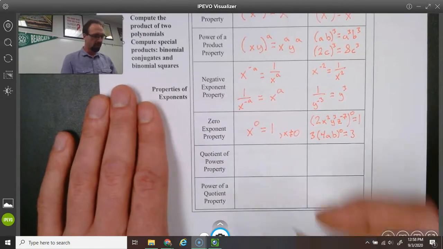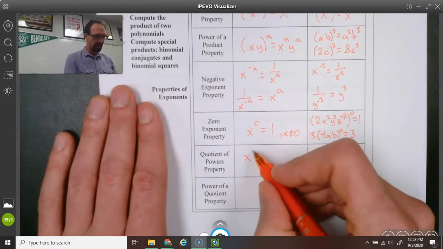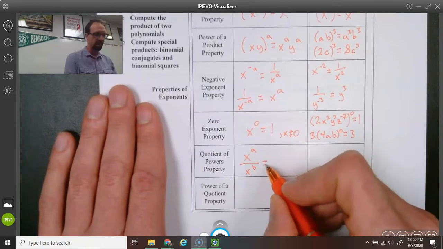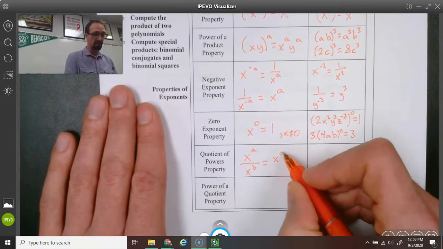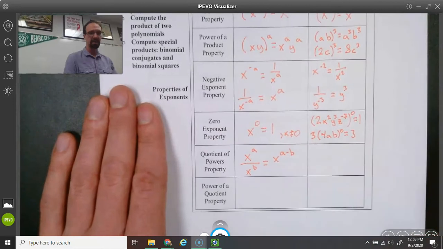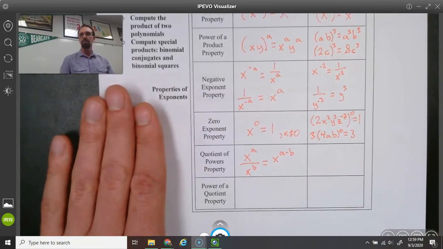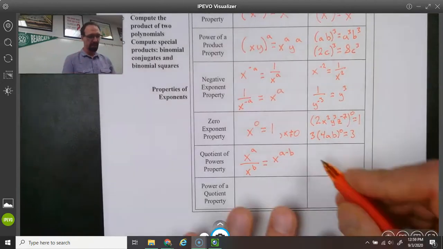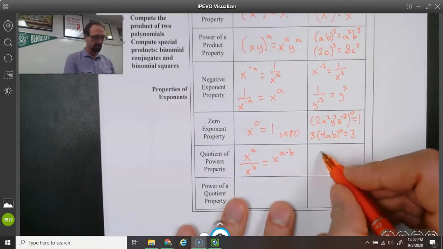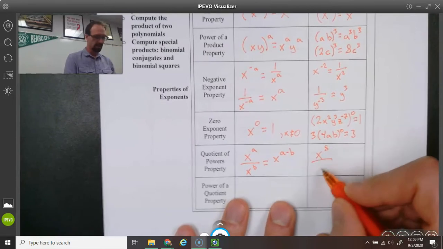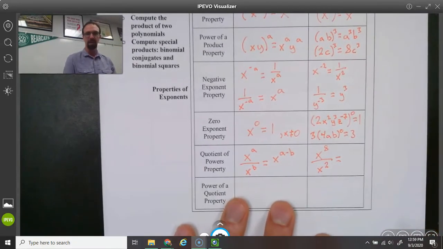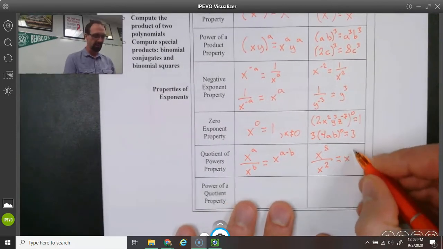If I have a quotient of powers, that means I'm dividing. So if I have x to the a over x to the b, so divided by, then what's happening is you would subtract these two. So you would get x to the a minus b power. So x to the a minus b, subtract all of it. An example is if I had x to the 8th over x squared. If you subtract, 8 minus 2, you'd have x to the 6th.